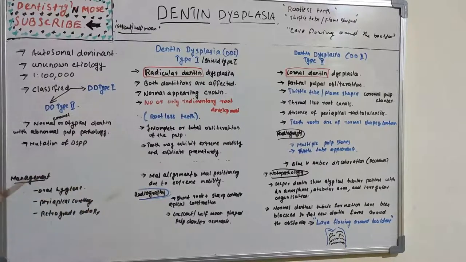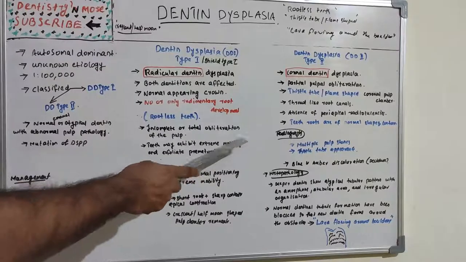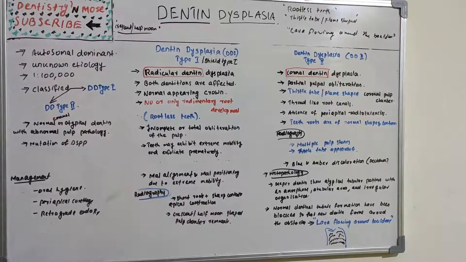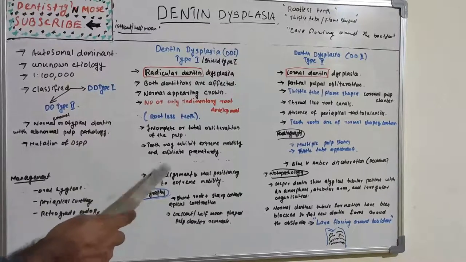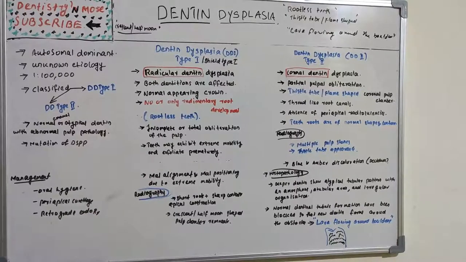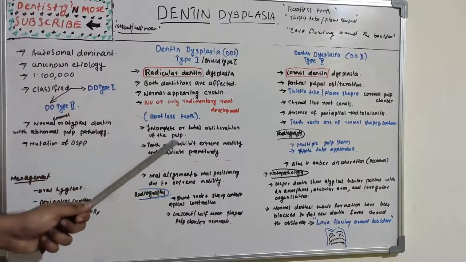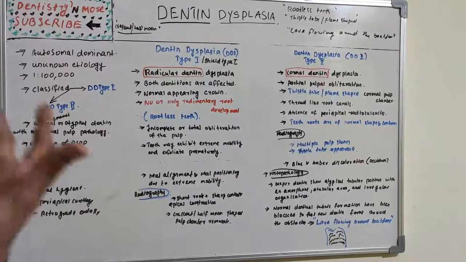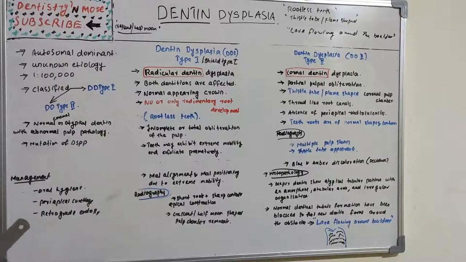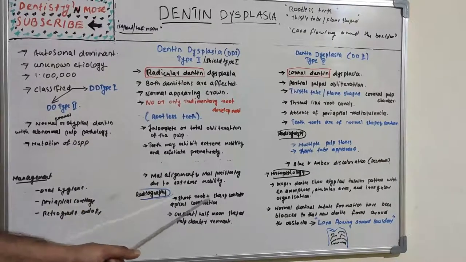Regarding the pulp, there will be incomplete pulp, or there may be total obliteration. Teeth may exhibit extreme mobility because there is no root or only a rudimentary root, and exfoliate prematurely, before the time of actual exfoliation. There will be malalignment and malpositioning due to the extreme mobility of teeth. When there is no root, you can imagine all the problems it may have. In radiography, there will be short roots, sharp conical apical constriction, and a crescent or half moon shaped pulp chamber in dentine dysplasia type 1.